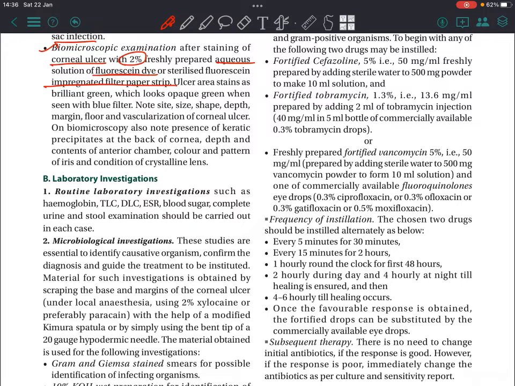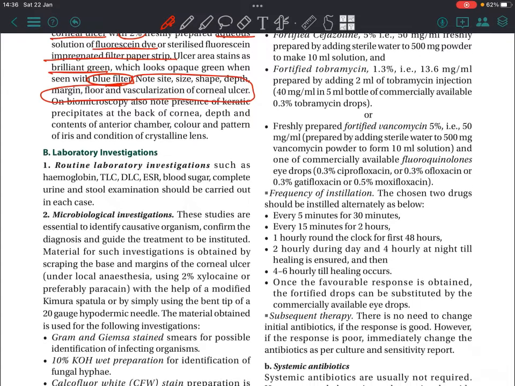Ulcer area stains brilliant green, which looks opaque green when seen in blue filter. Note site, size, shape, depth, floor, vascularization of the corneal ulcer. On biomicroscope, also note presence of keratic precipitates on the back of the cornea, depth and contents of the anterior chamber, color and pattern of iris, and condition of the crystalline lens.